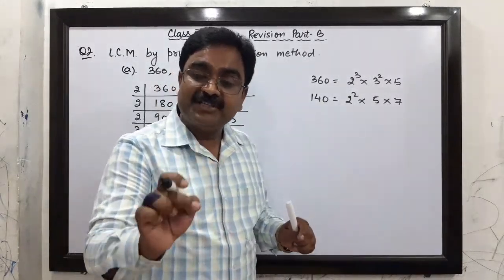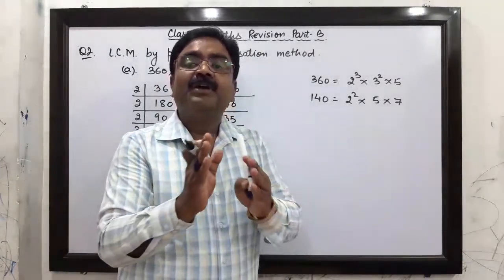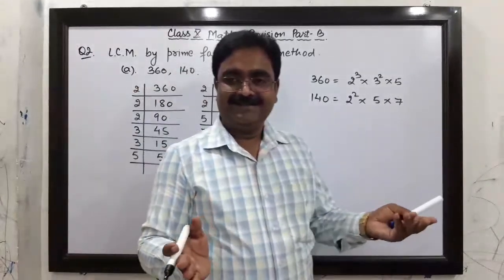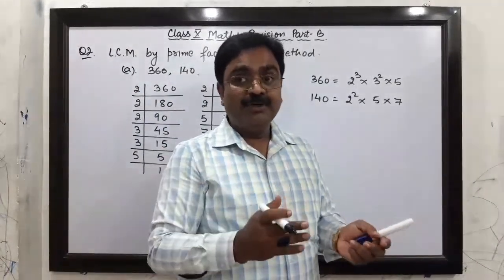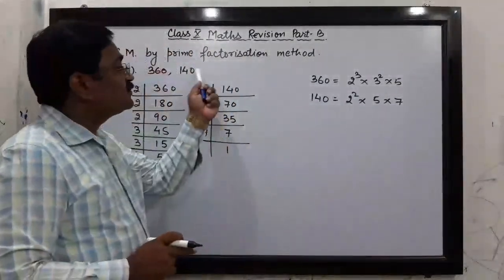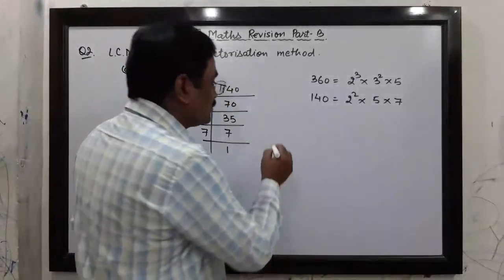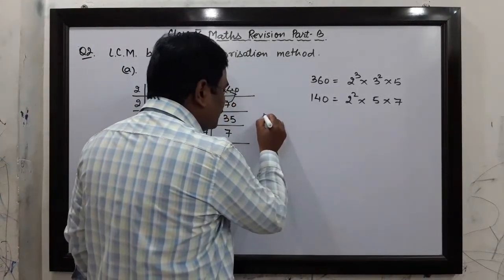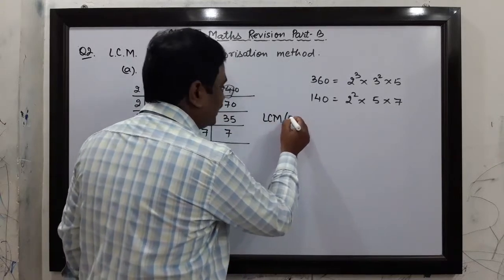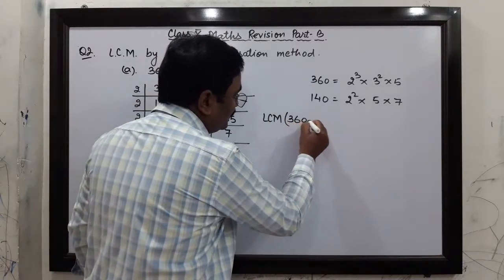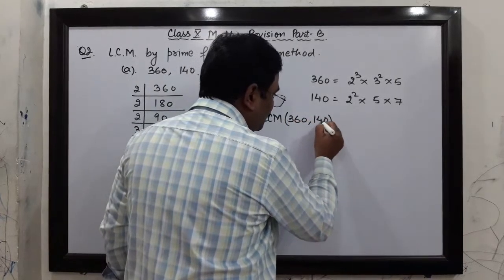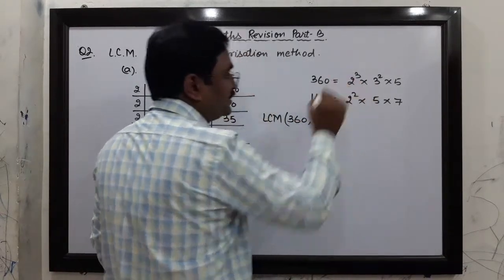Here there are two different methods for finding HCF and LCM. So what you need to do, you have to be careful how to find the LCM by this prime factorization method. So the LCM of the numbers 360 and 140 equals, let us observe these things.